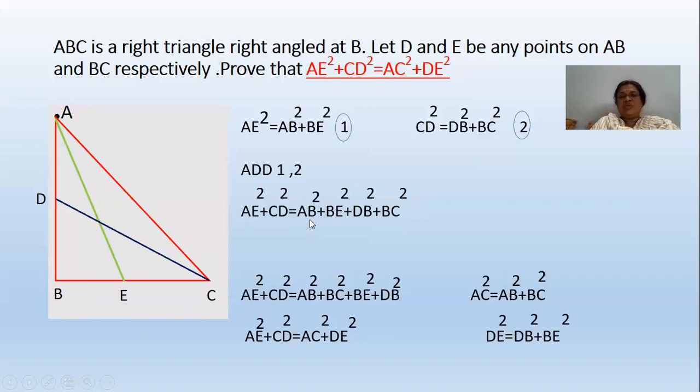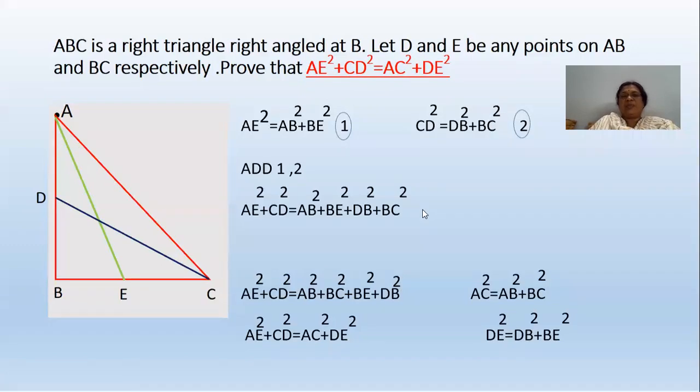So you have to group these four terms as two groups in such a way so that we can get AC square and DE square. So you have to group AB and BC as one group, and you have to group these two, like BE and DB. So instead of AB square plus BC square, you can write AC square. Instead of this, you can write DE square. So it is very simple to solve. Just look at LHS and RHS to solve this problem.